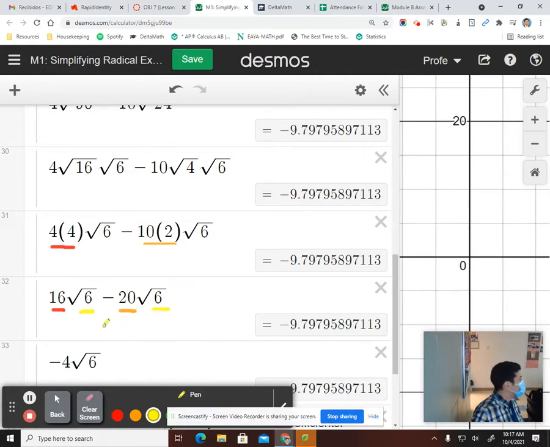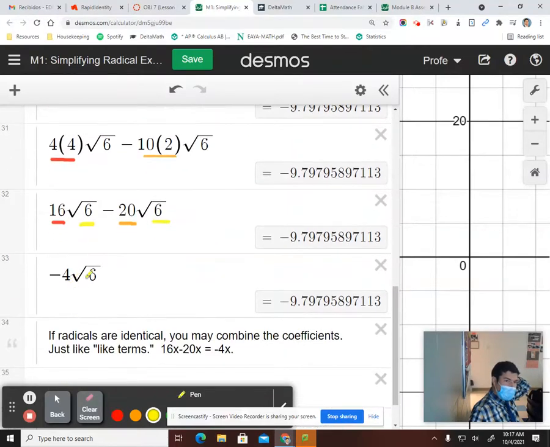So now at this point you can combine like terms. Think of these like variables. If this expression said 16x minus 20x, we would combine the like terms by subtracting the coefficients. So that's exactly what I'm going to do. I'm going to subtract my coefficients. So 16 minus 20 is negative 4 quantities of root 6. Okay, so my final answer right there: negative 4 root 6.